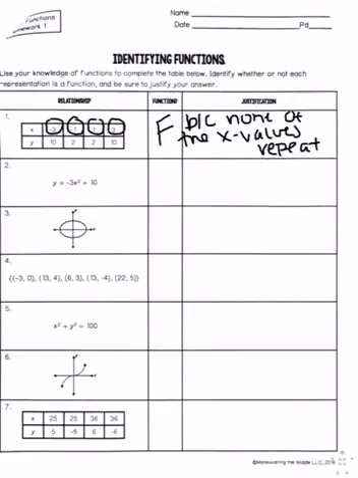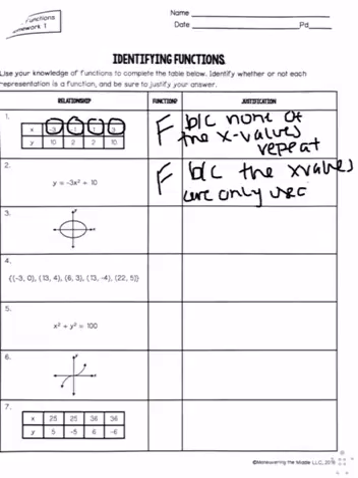Number 2. Number 2 is a function because the x values are only used once. Do not get it confused with linear and nonlinear, where nonlinears have an exponent. It is still a function even though there is an exponent.